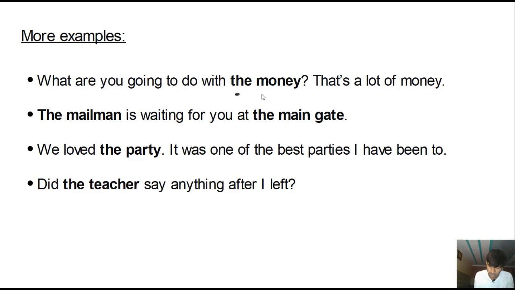What are you going to do with the money? We're talking about particular money. Let's suppose last night you won a lottery. We're talking about that money. That's a lot of money. Both the speaker and the listener know which money we're talking about.